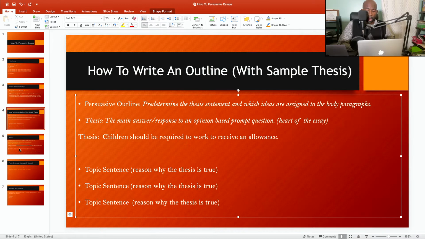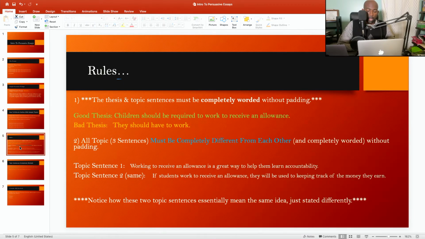Okay, well, the first thing I let students know are the rules, what I call outlining rules, because it's very important that your outline be written very, very well.